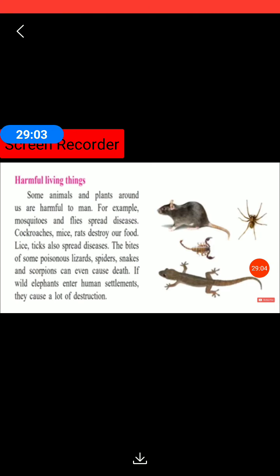Some plants and animals around us are harmful to man. For example, you can take mosquitoes and flies. They spread diseases like what? Malaria, dengue. So some mosquitoes are dangerous to us. Cockroaches, mice, rats destroy our food. Lice, ticks also spread diseases. The bites of some poisonous lizards, spiders, snakes and scorpions can even cause death also. So if wild animals enter human settlements, they cause a lot of destruction. So many of the animals are harmful to us also.